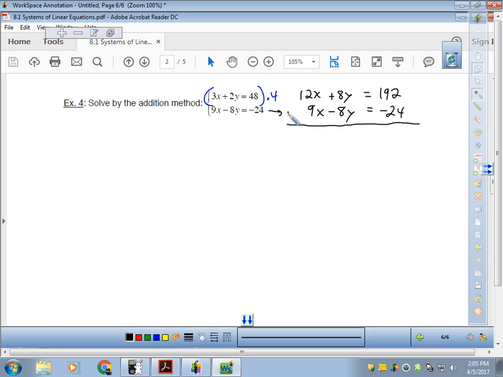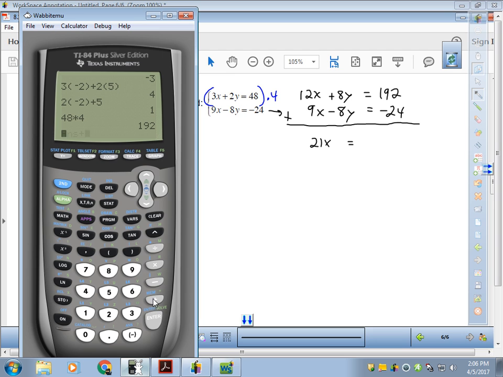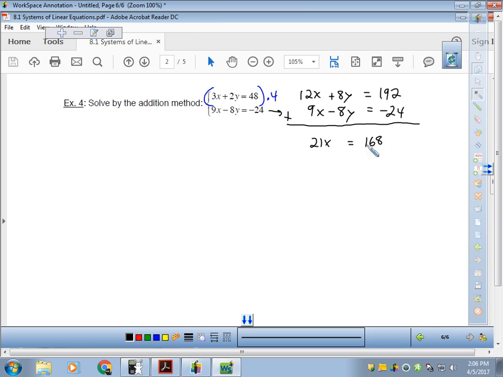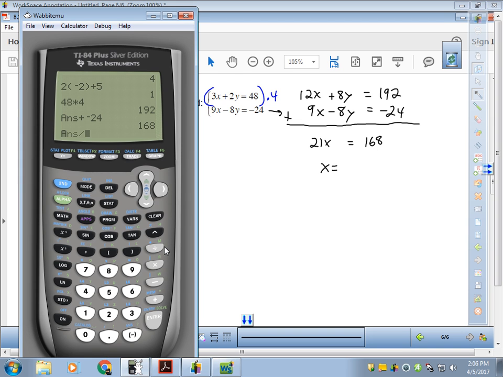And so that's what we're going to do next, we're just going to add these two equations together. So 12x plus 9x is going to be what, 21x? 8y, negative 8y, those will cancel. And then 192 plus negative 24. Well, I'm going to take that 192 and add negative 24 to it. I get 168. And then we would divide both sides by 21. And we get x equals 8.